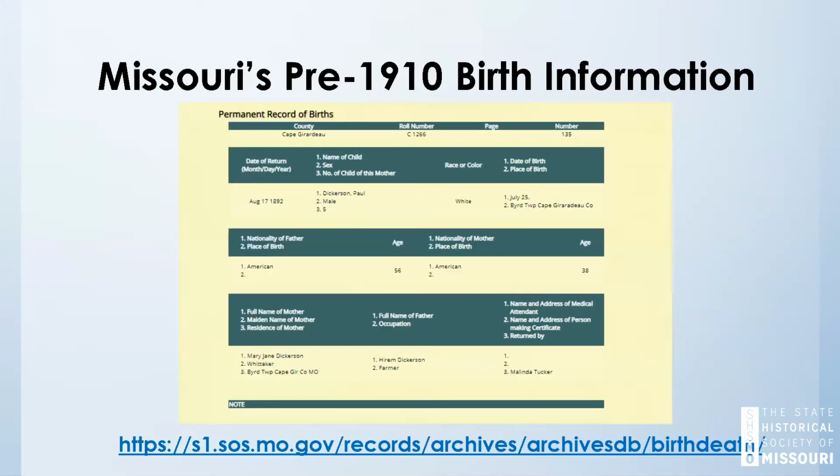Missouri did not require, as I've mentioned before, recording of births and deaths till 1910, but there was a state law passed in 1882 that supposedly mandated birth and death recording. There was no enforcement. It was really sporadically enforced, and so there's a lot of people that got missed. But if you need that pre-1910 birth information, it's available on the State Archives website.